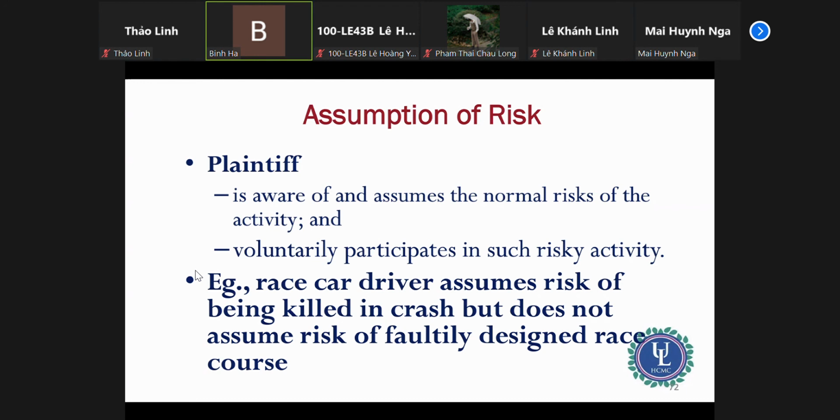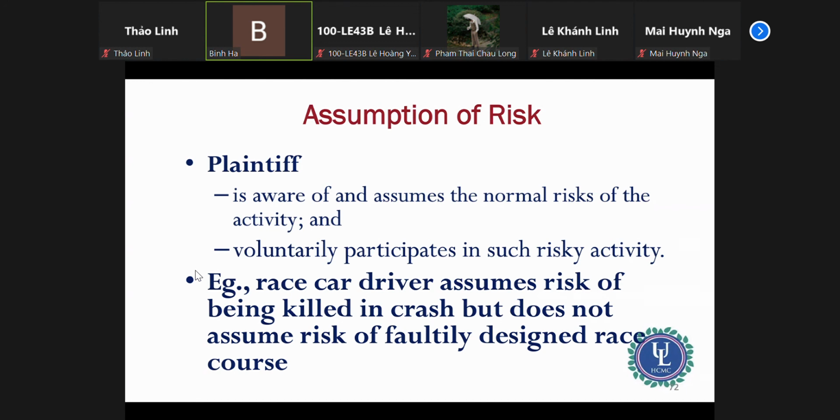Right. So it seems that all of the questions for the test of negligence have already been fulfilled for the designer of the race course. If the damage or the risk happens, or the death of the race car driver comes from the fault in the design of the race course, yes, all of the tests for negligence have been fulfilled.